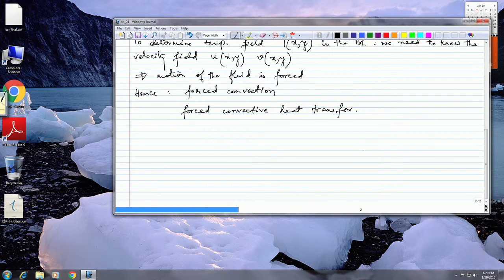Forced convective heat transfer, right. Now, we will need to have some boundary conditions, of course. So, what are those boundary conditions? Of course, at a far distance away from the wall or the plate or the surface, wherever you are looking at the temperature field, the temperature is equal to the free stream temperature, right.